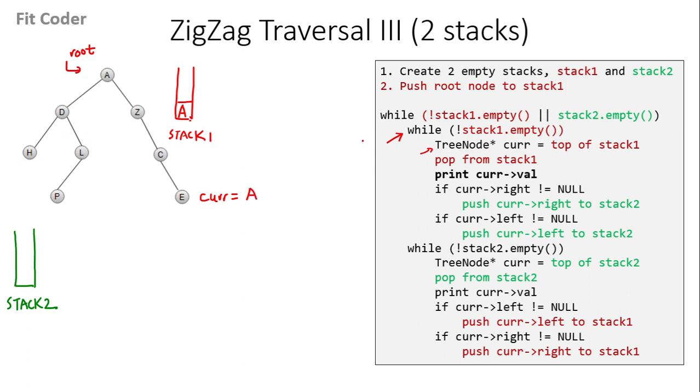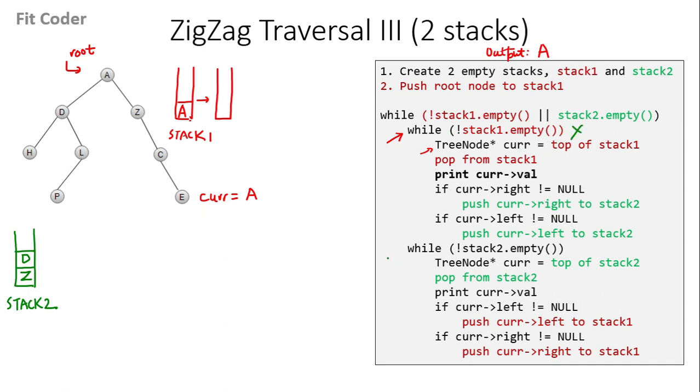Then we pop from the stack. So stack 1 is now empty. Then we print the value of current. So let's say we are printing output here. We check right of current. So right of current is Z. We push right to stack 2. So we push Z here. We check left of A. Left of A is D. We push D also to stack 2. Then in the next iteration, we check if stack 1 is empty. So stack 1 is empty now. So this while loop terminates.